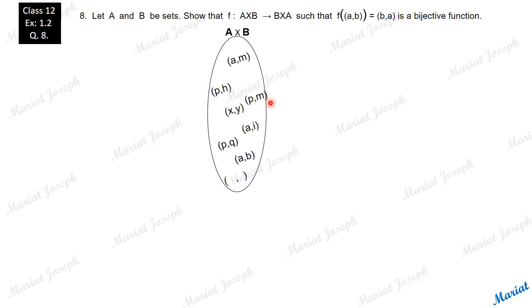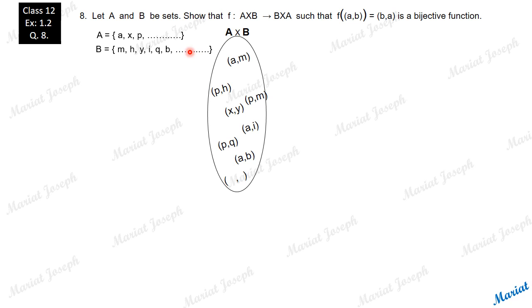Now, if these elements belong to set A cross B, what would have been the set A and set B? Set A is the set of all elements that are written as first element in the ordered pair: a, p, x, etc. The first elements of these ordered pairs form set A and second elements form set B. So set B consists of these elements m, h, i, y, etc.